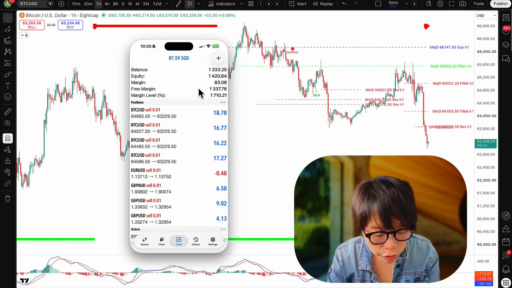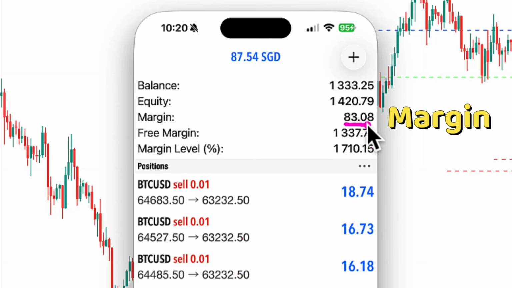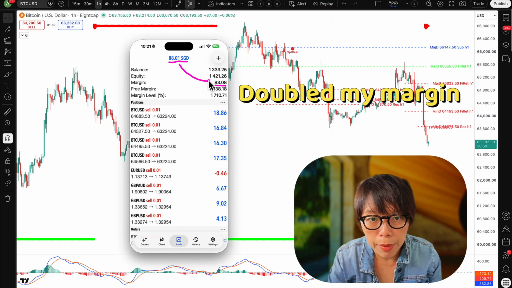But what I'm more interested to bring up is this margin here. Take a look at the margin that I'm consuming. It's 83 Sing dollar, but my profit is about the same. Okay, it's about 87, which essentially means that I have doubled my margin.